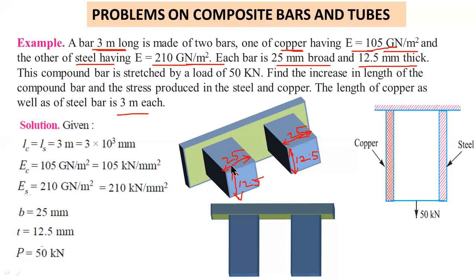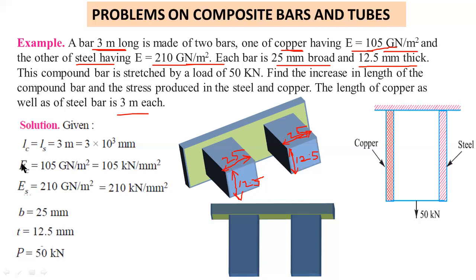the cross sections of copper and steel bar are same. So each bar having width equal to 25 mm and thickness equal to 12.5 mm. So P is the total load acting on the composite bar. Okay, so these are the given values in our problem.